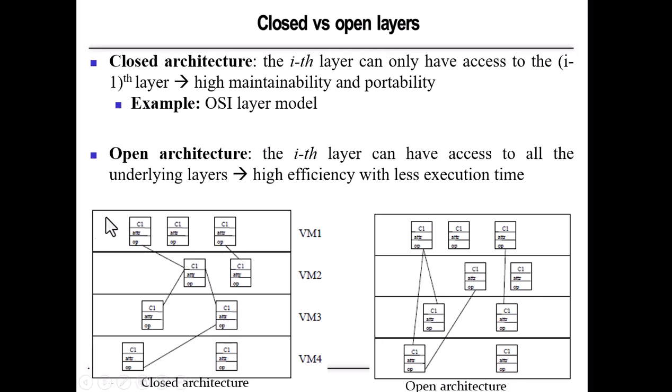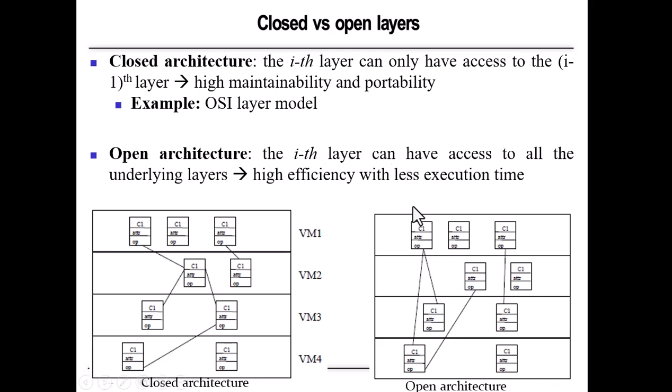And in open architecture, the ith layer can have access to all underlying layers, not only the previous and the below layer, but all layers. The advantage is increased efficiency, decreased execution time, and increased performance. But integration and maintainability become difficult. Testing also becomes difficult. So closed architecture is easier to test as compared to open architecture.